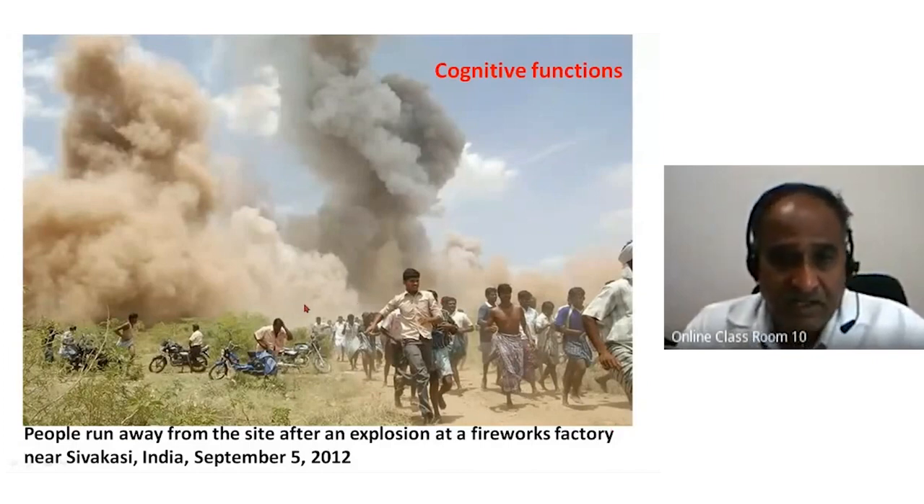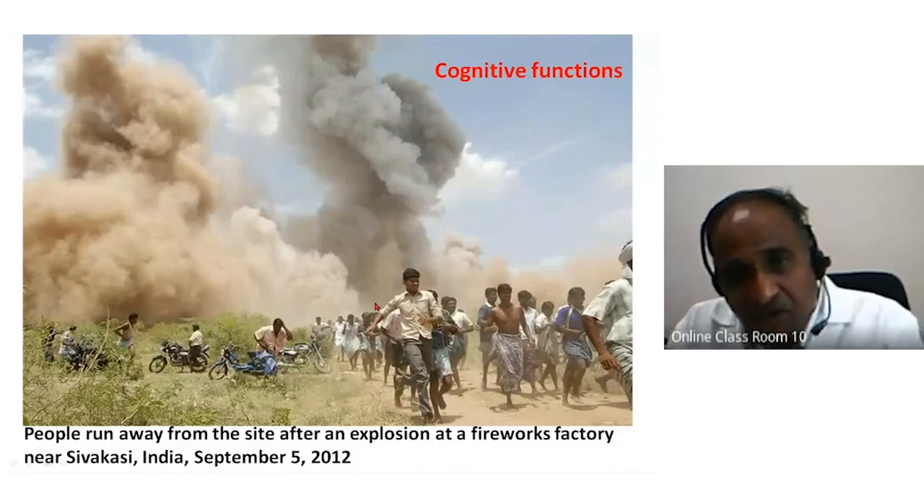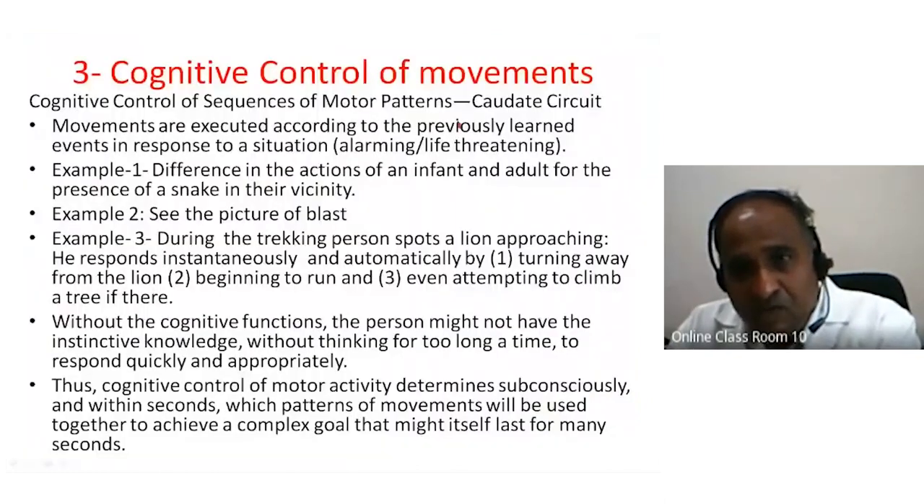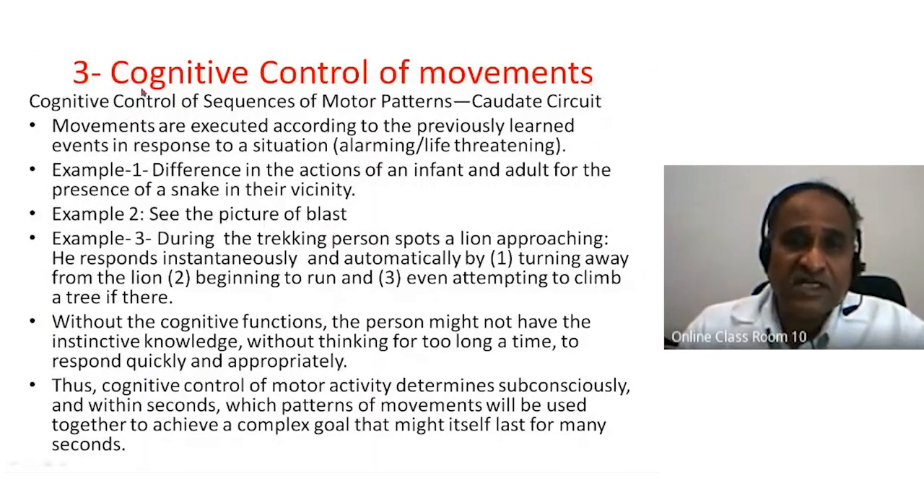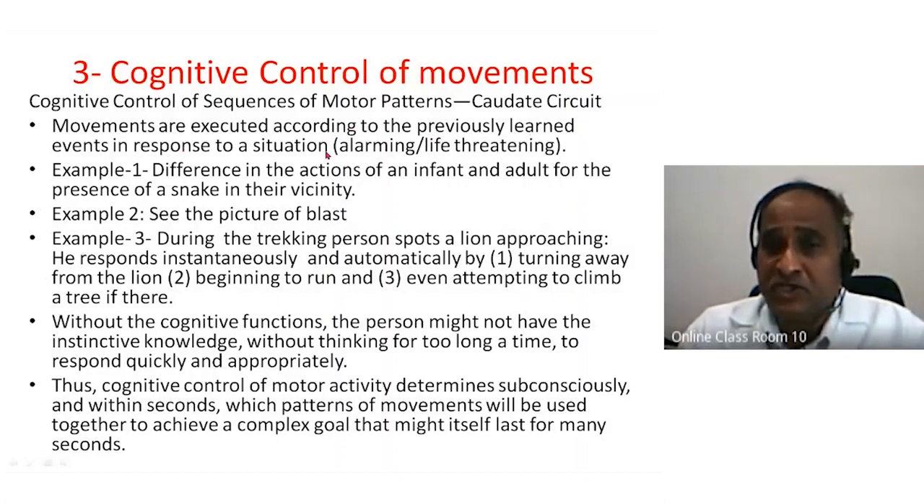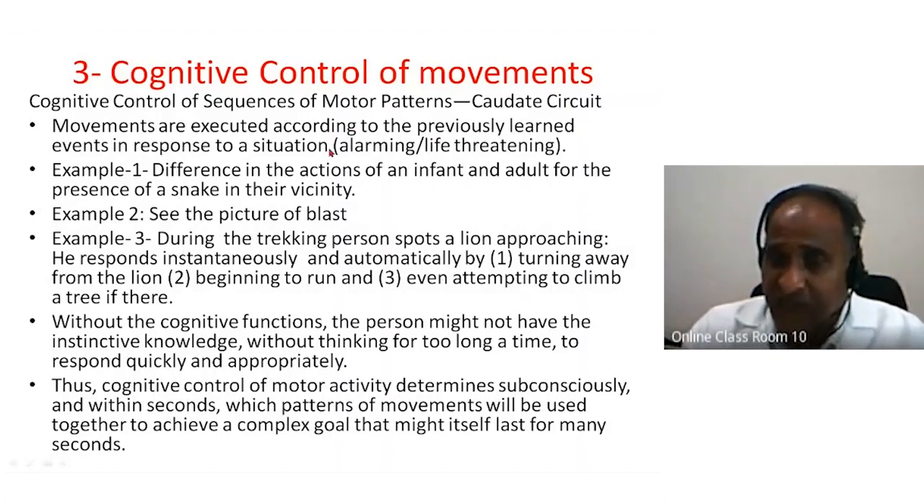and they want to run away from the place so that they will not be suffocated. So like that. Now with this background, we move on to the third component, a cognitive control of movements. The cognitive control of the sequence of pattern movements is operated through the caudate circuits. Movements are executed according to previously learned events in response to a situation. I have shown the situation there. There's a fire alarm, alarming or life-threatening. So these are potentially dangerous situations.